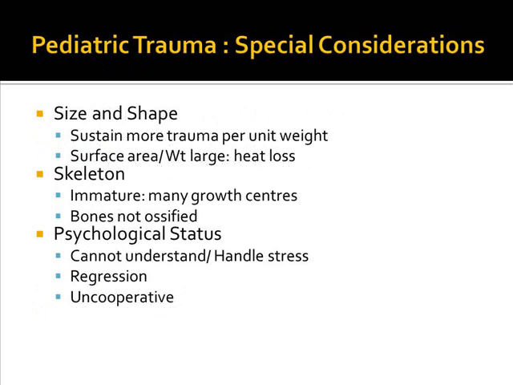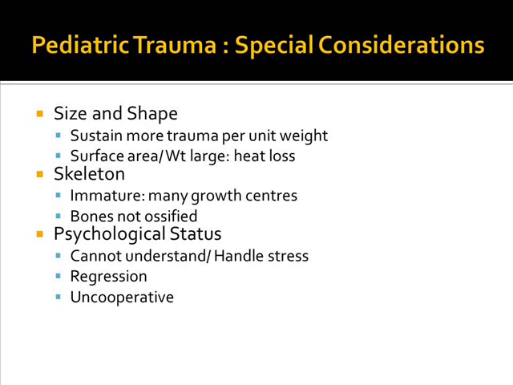Pediatrics differ significantly from adults, and there's a common saying that children are not small adults, and this is to focus our attention on differences like size and shape. And children being smaller usually sustain more trauma per unit weight, and trauma will therefore have a more significant injurious effect. The surface area to weight ratio is also higher, and that results in a greater heat loss, so they are more prone to hypothermia.